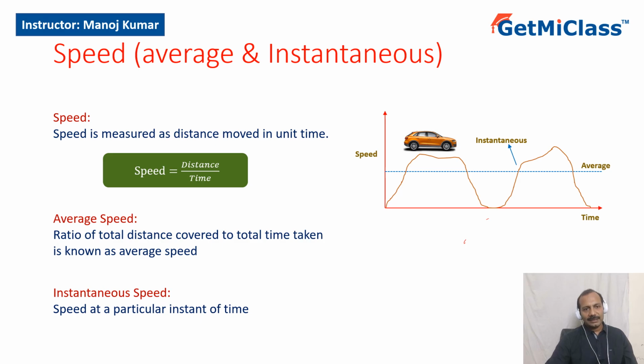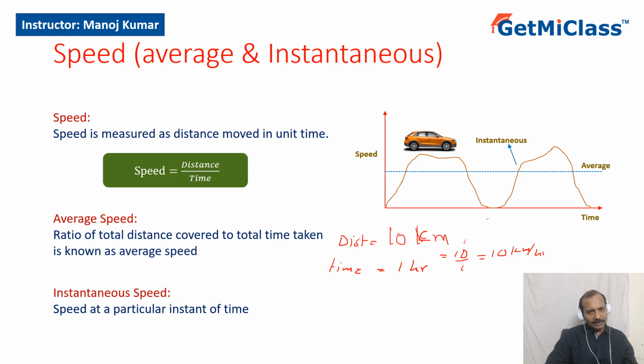For example, let's say you're going from home to some other place which is 10 kilometers, and let's say you take around 1 hour for easy calculation. So I'll say distance equal to 10 kilometers and time equal to 1 hour. Then average speed would be equal to how much? 10 by 1, that is equal to 10 kilometers per hour.